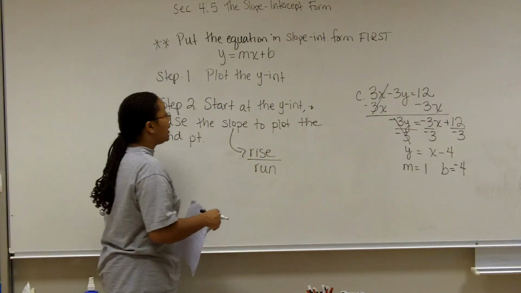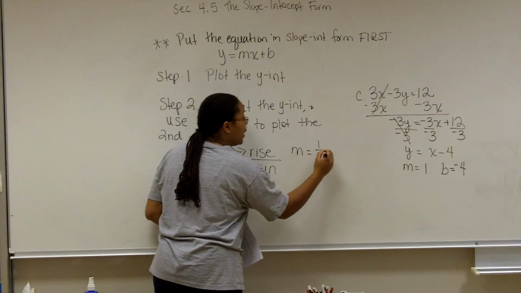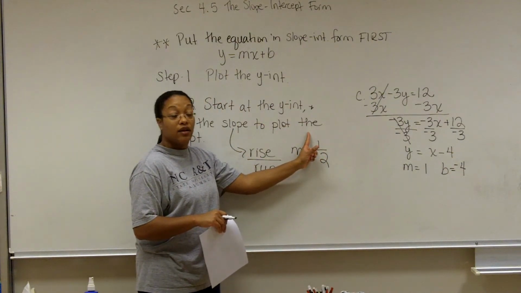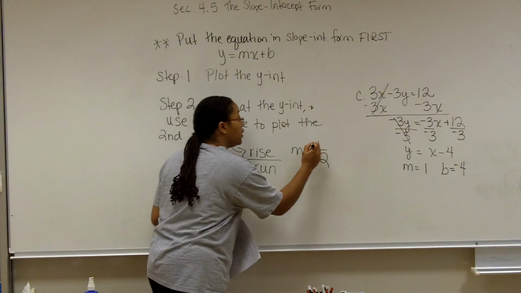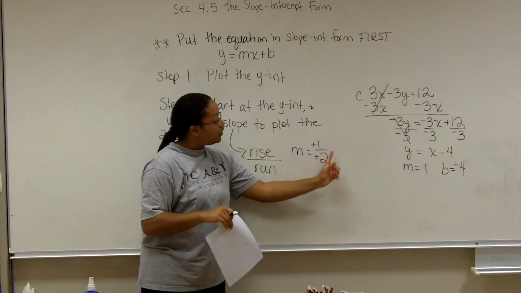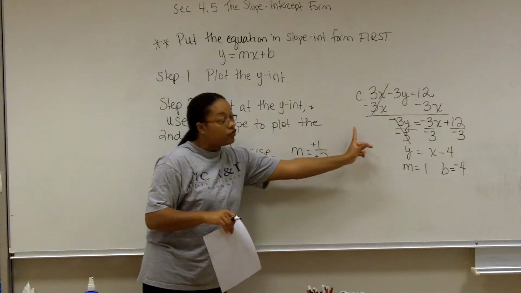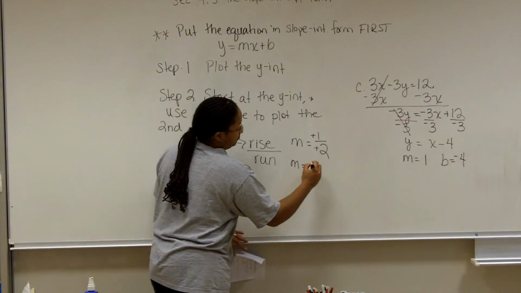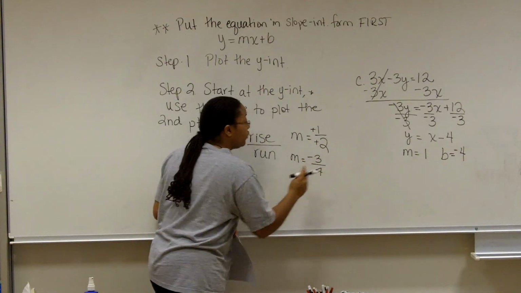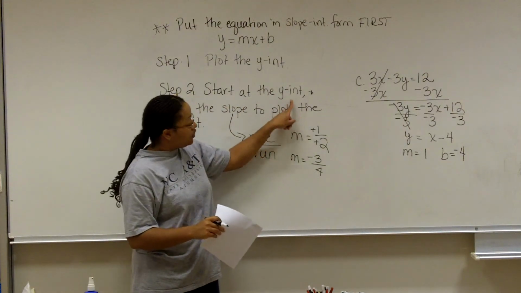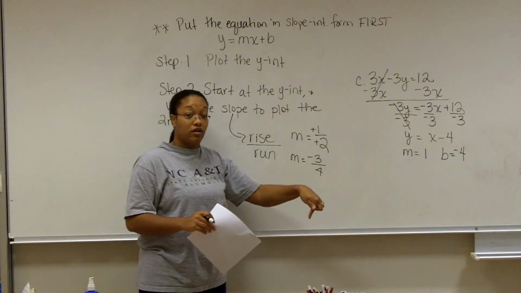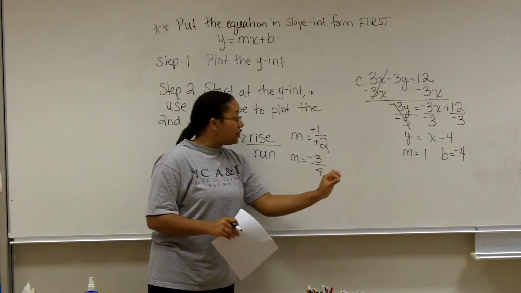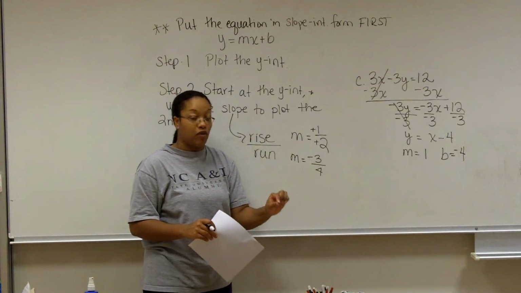For instance, if my slope is 1/2, that means from the y-intercept, I'm going to go up 1 and to the right 2. This is a positive 1 and a positive 2. So this tells me I rise 1 and I go to the right 2. If my slope was -3/4, I would start at my y-intercept. The -3 means I go down 3 points, 3 units, to the right 4. So wherever you end up after you do your rise and run, that's your second point.